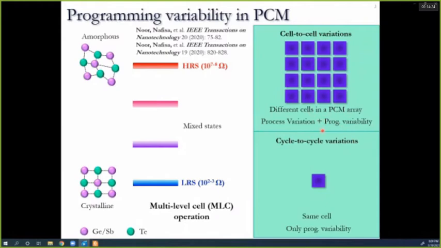Now, because of this physical variation, we also observe this programming variability from cycle to cycle operation on the same cell. So when we go from LRS to HRS, come back to LRS, and go back to HRS again, we may see that in the two cycles of operation, we are not reaching the exact same HRS. Also, we are not reaching the exact same LRS, even though we are applying the same set or reset pulses. So these are termed as the programming variability. And in usual memory operations, we try to minimize these variations as much as we can.